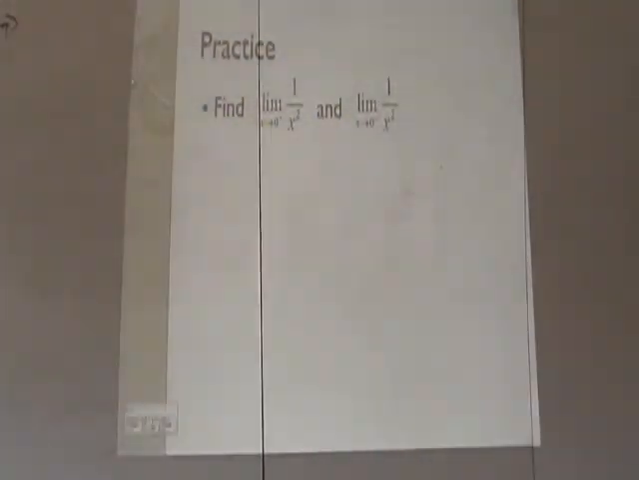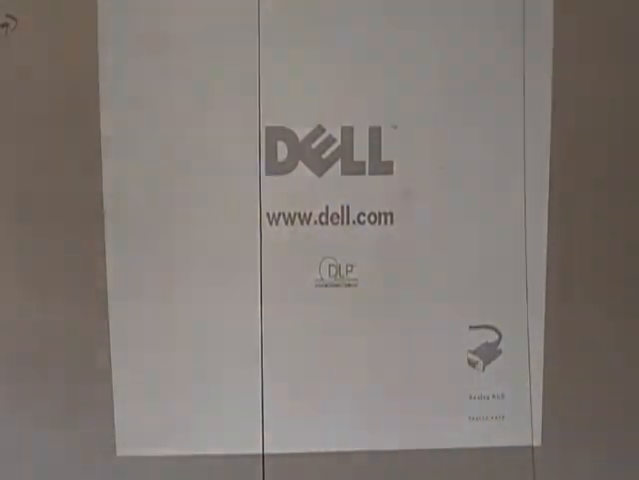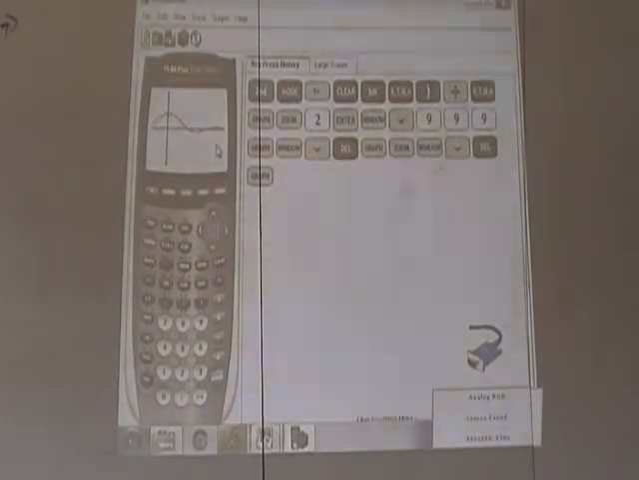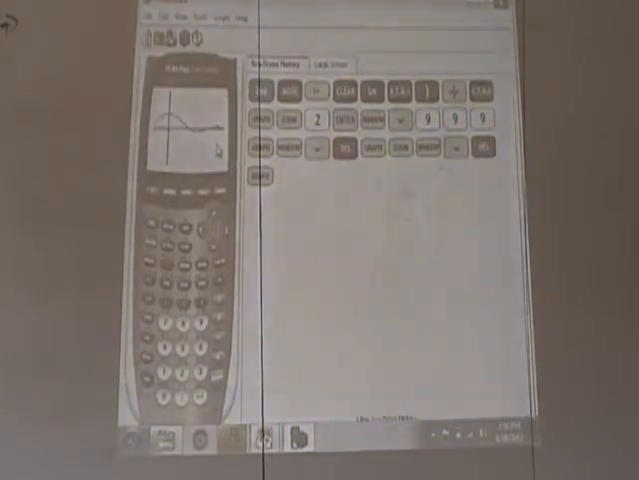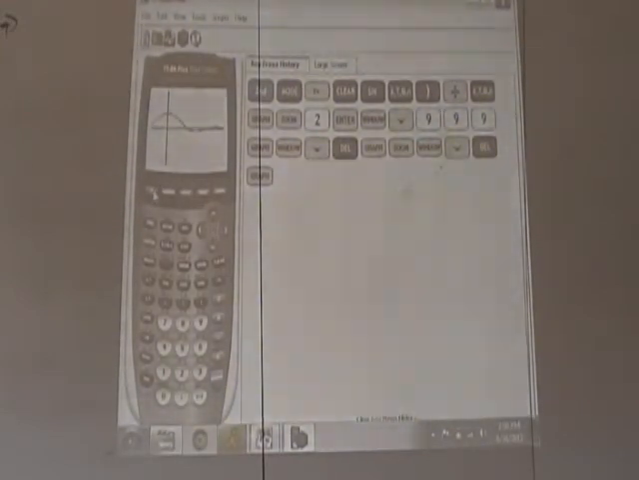Alright, so let's graph this together. From this screen, Jordan, what do you press? You press Y equals, okay, then 1 divided by x.